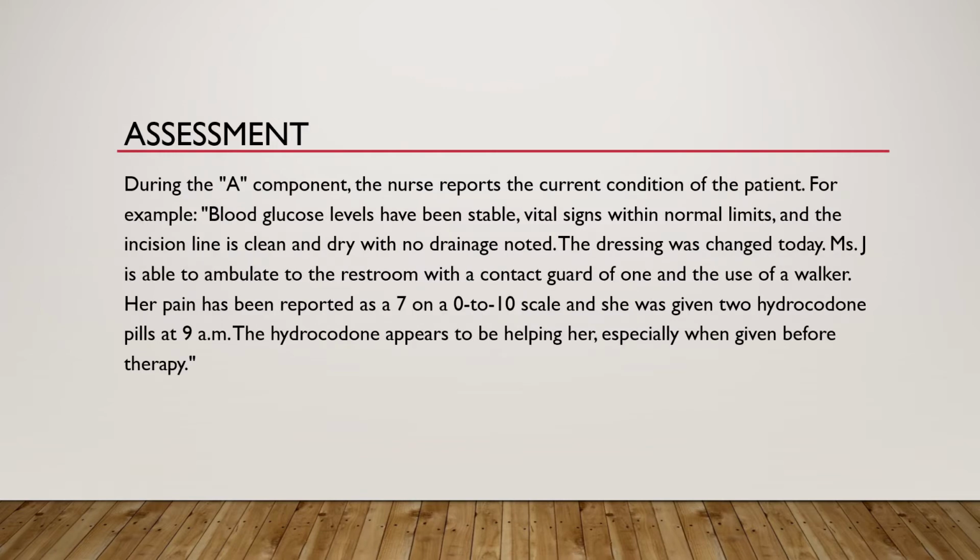Assessment. During the A component, the nurse reports the current condition of the patient. For example, blood glucose levels have been stable, vital signs within normal limits, and the incision line is clean and dry with no drainage noted. The dressing was changed today. Ms. J is able to ambulate to the restroom with a contact guard of 1 and use of a walker. Her pain has been reported as a 7 on a 0 to 10 scale, and she was given 2 hydrocodone pills at 9 a.m. The hydrocodone appears to be helping her, especially when given before therapy.